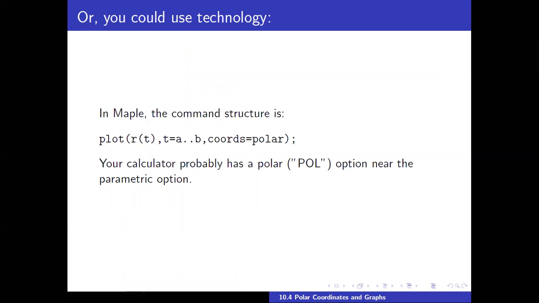I just put this in here for your amusement. Any Cedarville machine has access to Maple. And here's the code for plotting things, where R of t is whatever the specific polar equation happens to be. Yeah, you can kind of plot that thing.